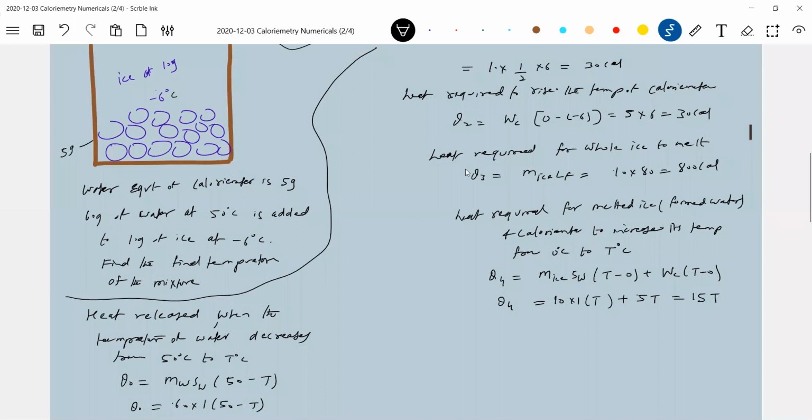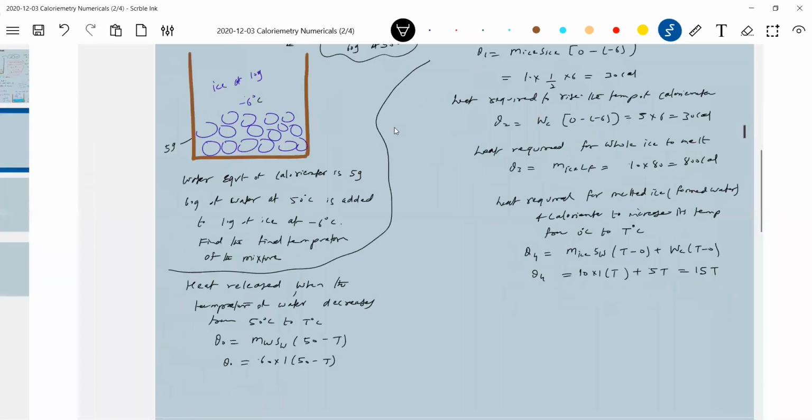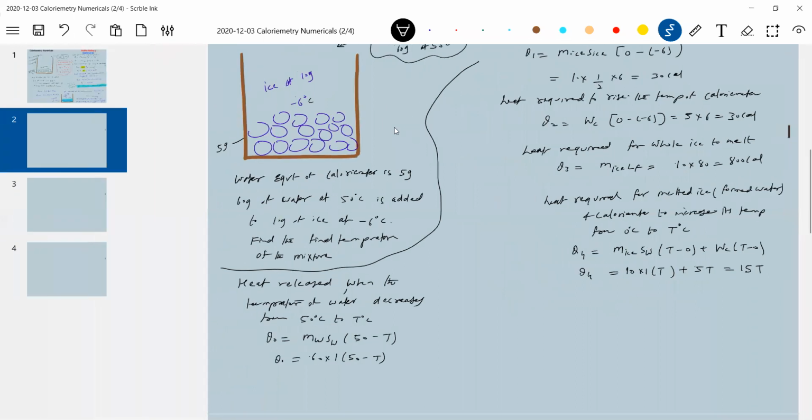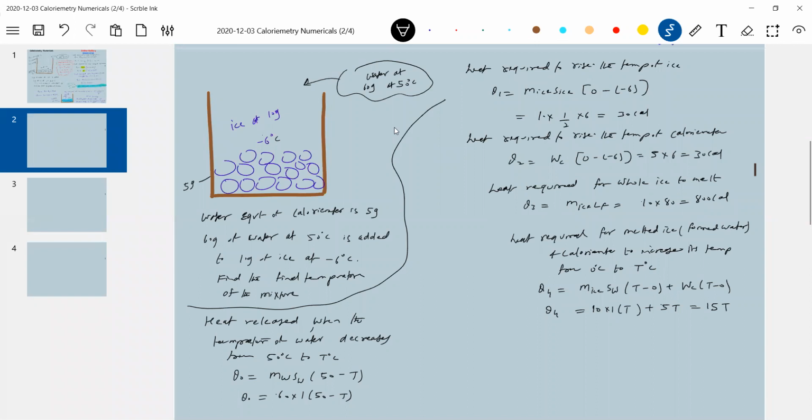What shall I do after this? Anybody? I think this Q naught should be equal to Q1, Q2, Q3, Q4. I should equate these two. This is very important. Who will supply that Q1, Q2, Q3, Q4? By the decrease in temperature of the water.